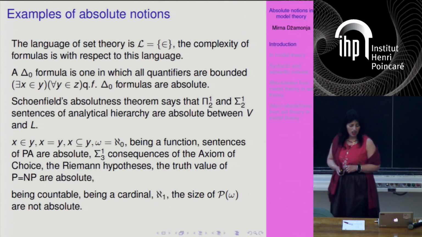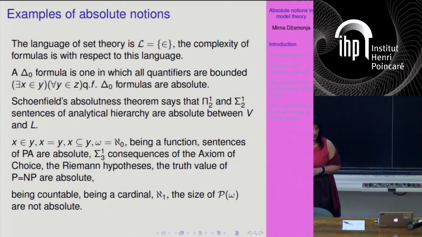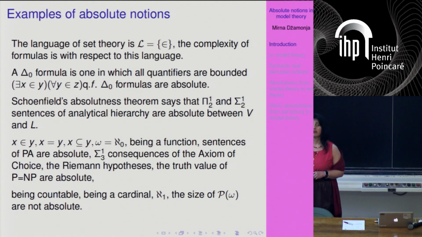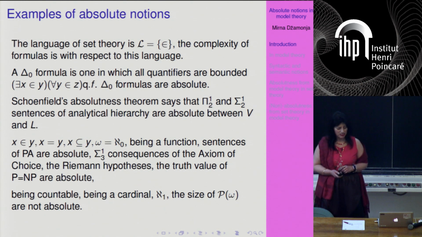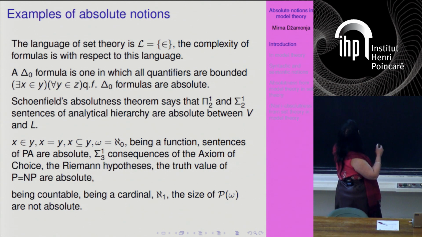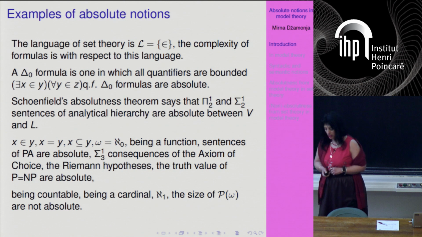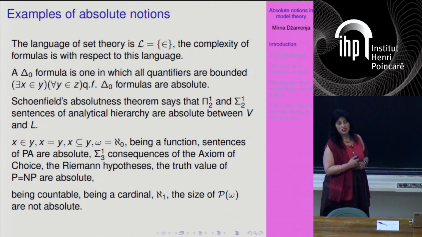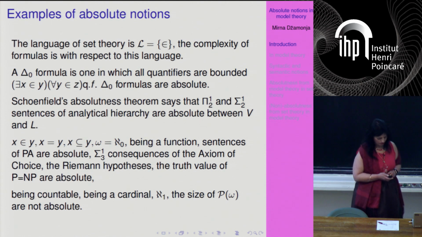Things that are not absolute are being countable, being a cardinal, being aleph 1, the first uncountable cardinal, the size of P of omega. None of these are absolute. So when we say that aleph 1 is not absolute, that shows you why in set theory we like to use different notation here. So this is aleph 0 considered as an ordinal, omega. This is aleph 0 considered as a cardinal. And it happens that this equation is always true. The first infinite cardinal is exactly omega. But then the first uncountable cardinal may change its ordinal value because of the lack of absoluteness.